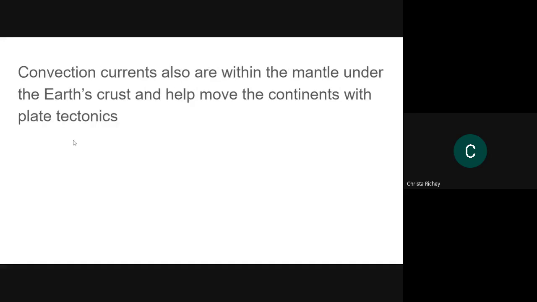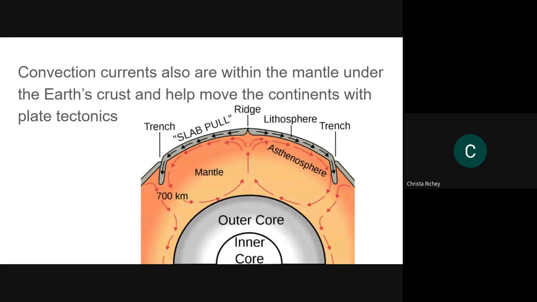Okay, convection. So convection currents also happen underneath our feet, a couple miles down, and we have the mantle. That's what drives plate tectonics. We will do plate tectonics next 6 weeks. You don't need to know what a slab pull is and a ridge. We'll get into all of that as we do this later on this year, this semester.